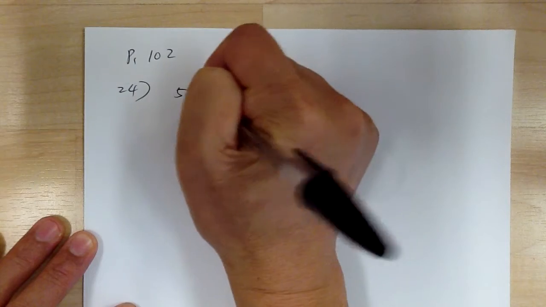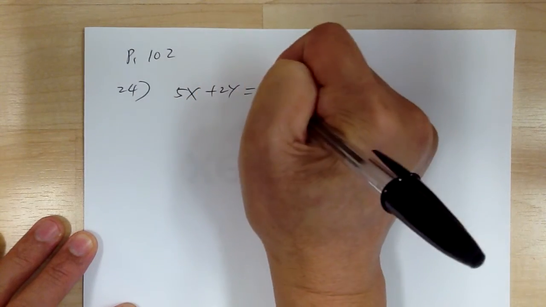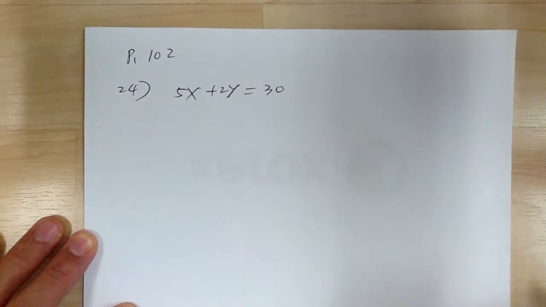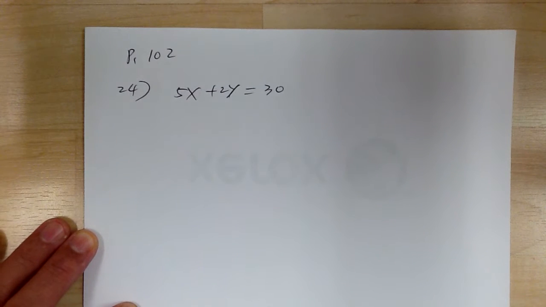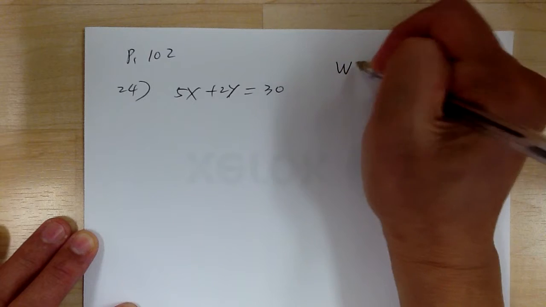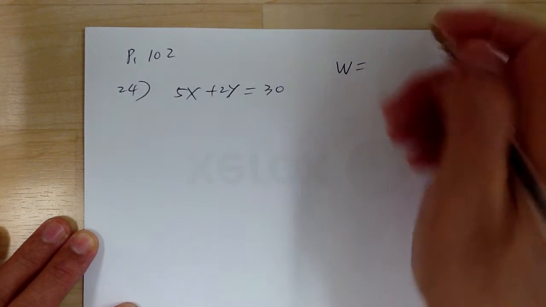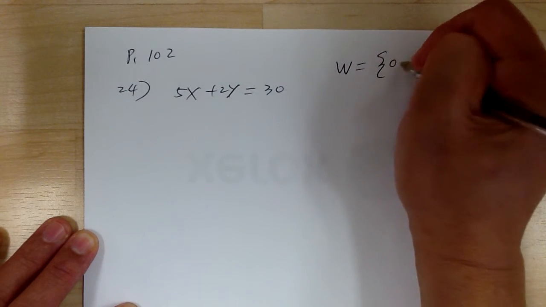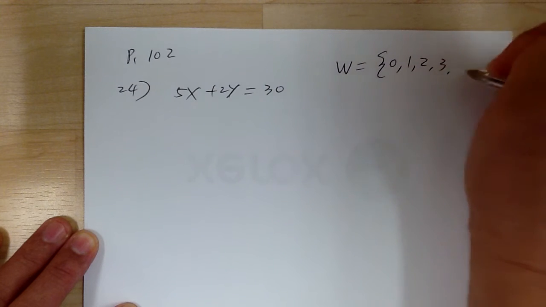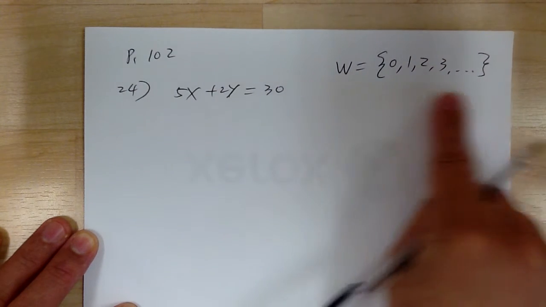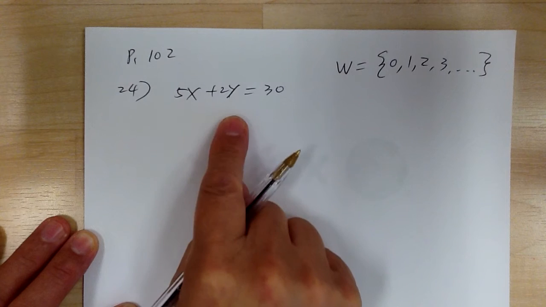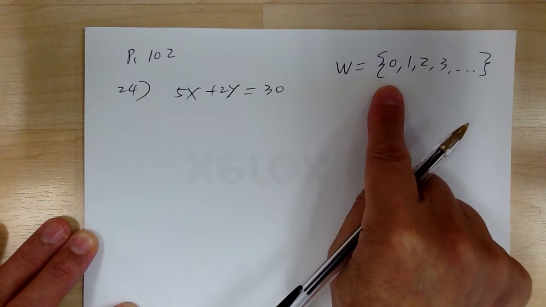So you got 5x plus 2y equal to 30, and now you want to find the ordered pair. It tells you that both variables are whole numbers. Now remember, W stands for whole number. Whole numbers are the set of numbers that start with 0, 1, 2, 3, and go on forever. That's what whole number means. So that means x and y have to be whole numbers.